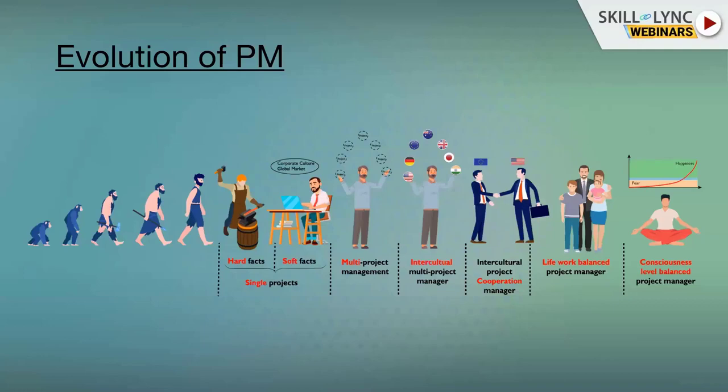We are having several projects which have different cultural and global impact. Globalization has resulted in intercultural multi-project management. Then came intercultural project cooperation management, in which various globally developed countries came together to manage certain kinds of projects. The skills from various countries at the global level have been utilized, and people come and their skills are used to deliver that particular project. It has eased the process. It has also provided work-life balance to the project manager, and a conscious level of balance. So fear has been left behind, and now we have achieved happiness. This is what the evolution of project management is.